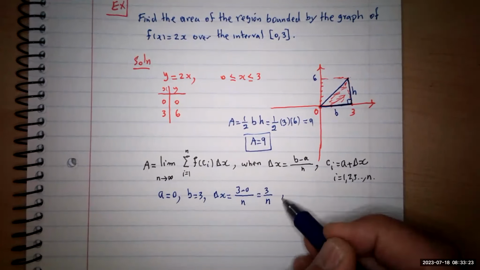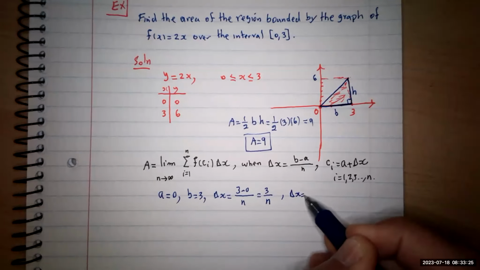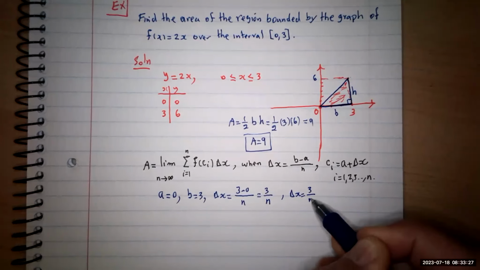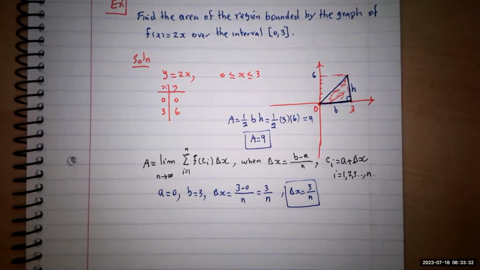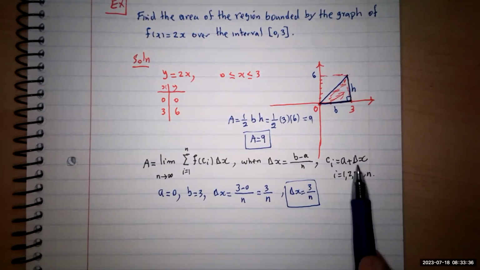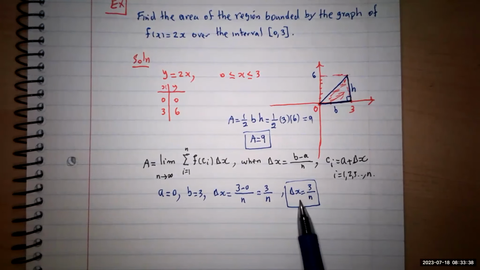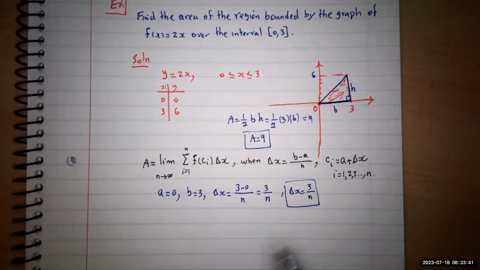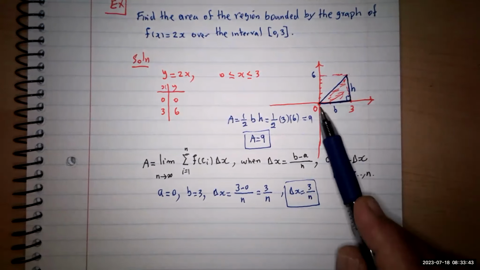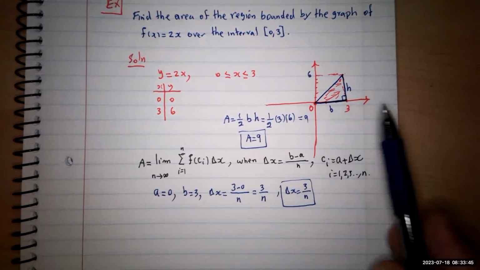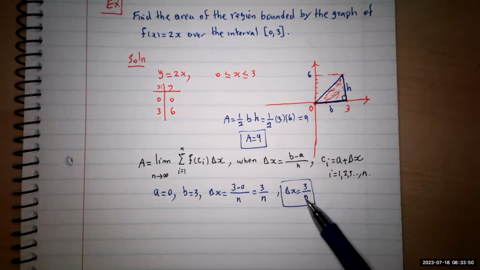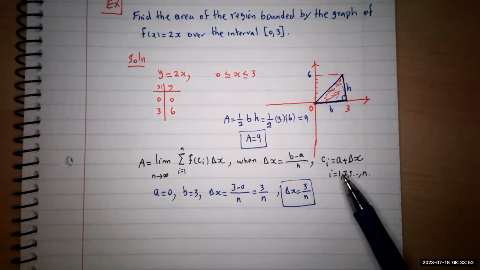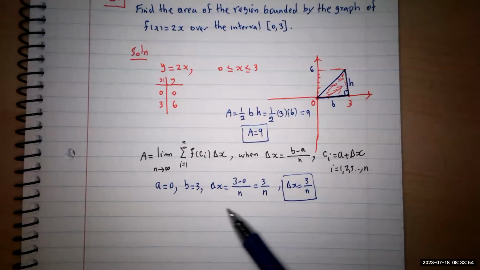So we have the delta x. The delta x is equal to 3 over n. Now you have the delta x, you start finding the ci. This is step 1, delta x. This shows you how we're going to divide it. You see, it's going to be 0 to 3. If you want to divide into n parts, each part must be 3 over n.